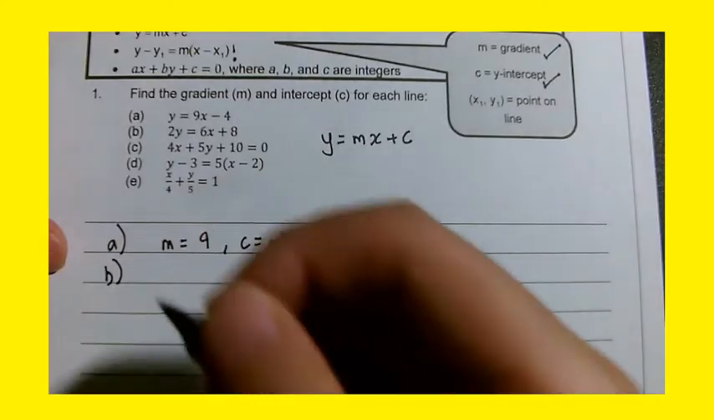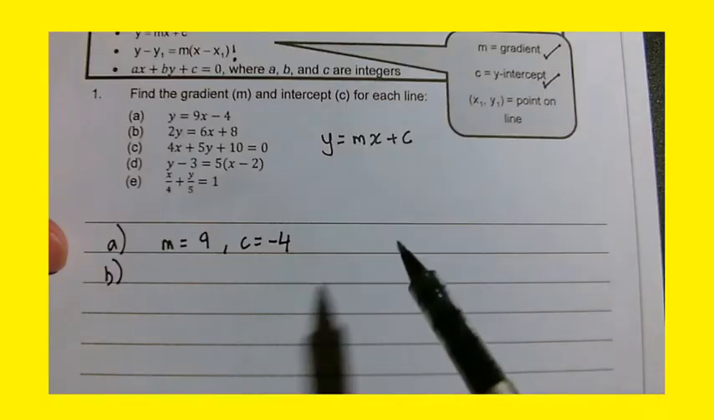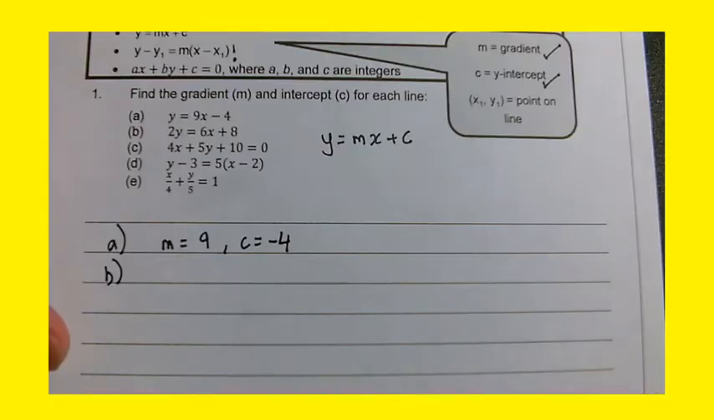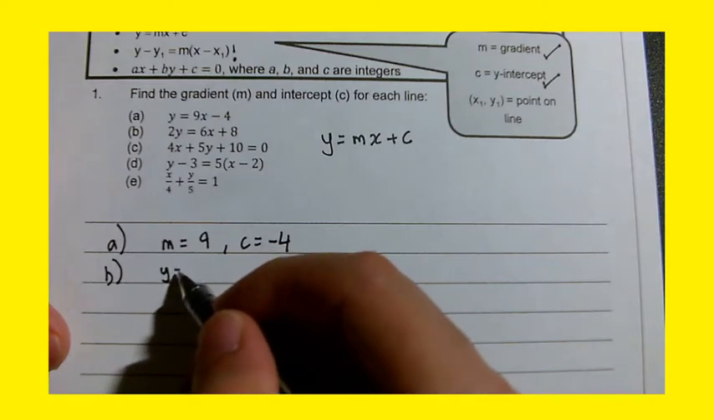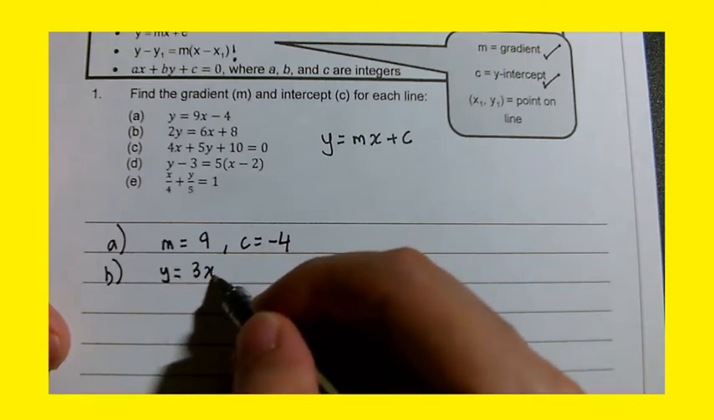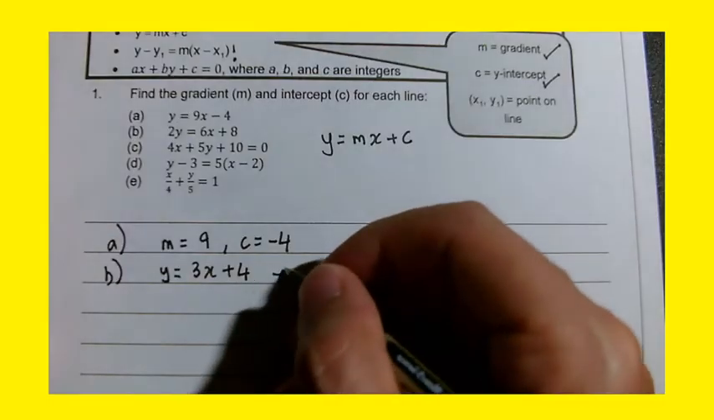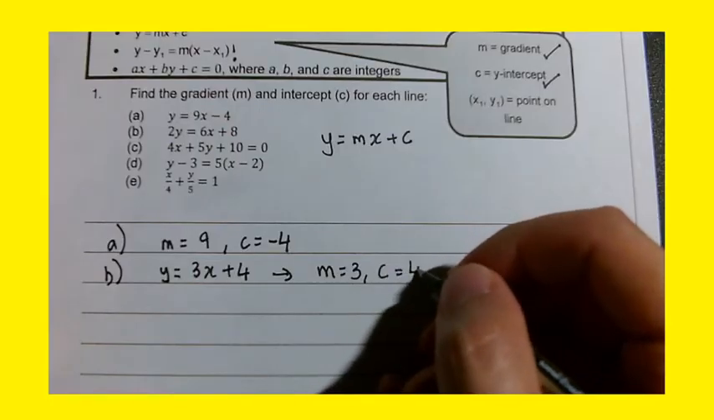In part B, the equation looks different. It's not y anymore, it's 2y. But we need to get it into the form y equals mx plus c to be able to extract the relevant information. So what I need to do is divide through by 2. And when I divide through by 2, I will get this. So 2y equals 6x plus 8 is another way of saying y equals 3x plus 4. And that means the gradient is equal to 3 and the y-intercept is equal to 4.